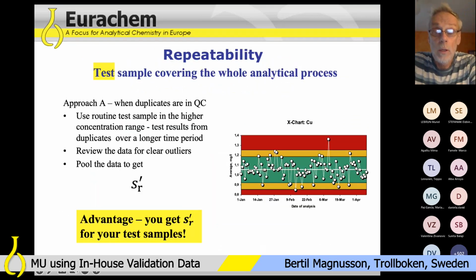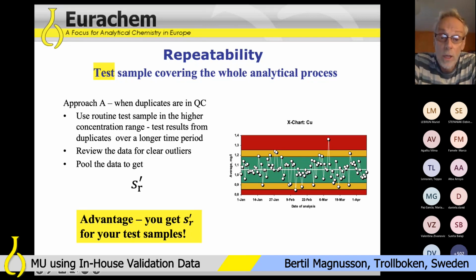And I think there was a question if I could use routine samples. You could, you should absolutely do that. Because if you can take duplicates of your routine samples and then for a long time period, so this is actually an X chart, it should be an R chart here where we look at the difference. I'm sorry for this mistake. You can use routine samples, but you have to look for them in the higher concentration range. And then you use the test results from duplicates, also over a longer time period.